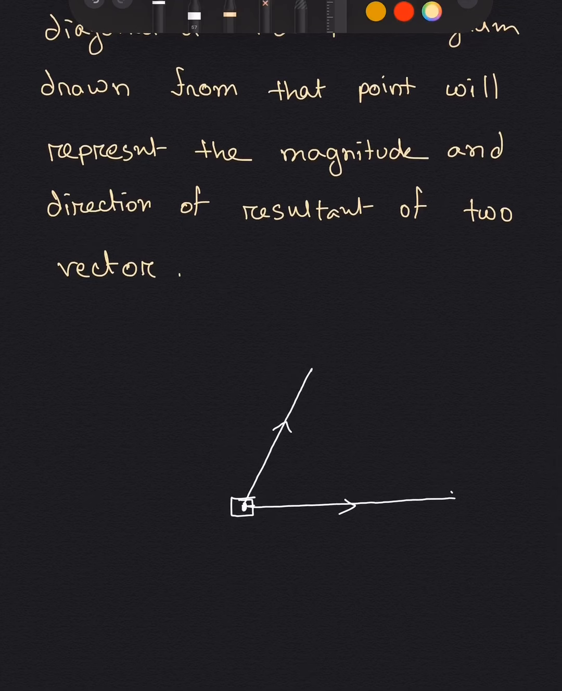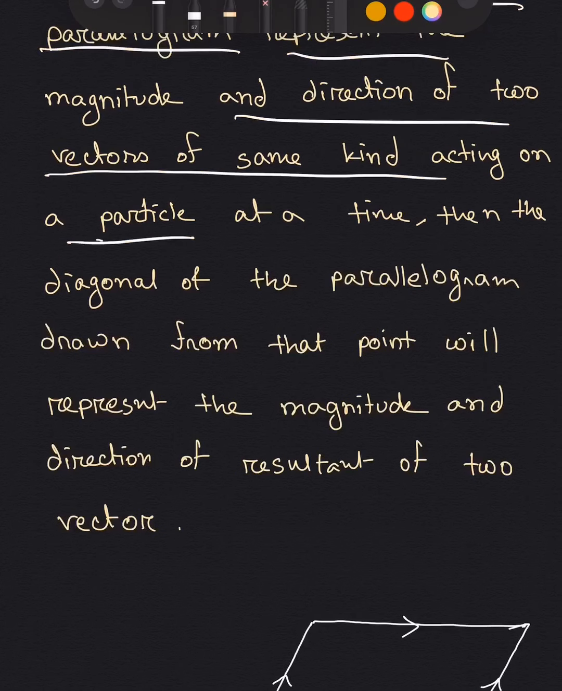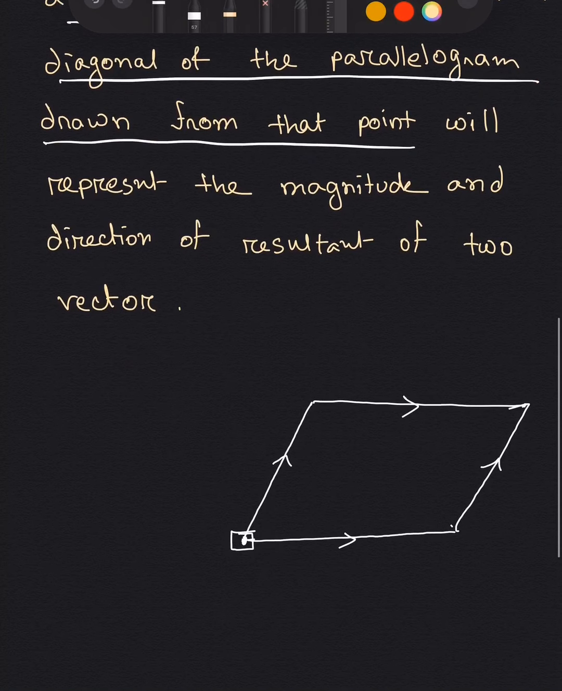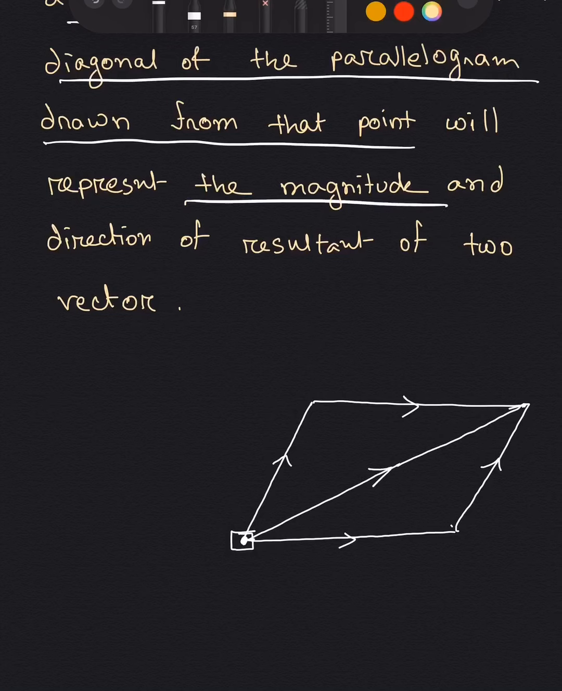Okay, we complete the parallelogram here, which is this and this. This is the parallelogram. Then the diagonal of the parallelogram drawn from that point. From which point? From the application of force point. From this point, the diagonal which is drawn, this one, will represent the magnitude. So, the length of this diagonal is the magnitude of the resultant. In this case, when two forces are applied on an object at the same time, by applying the law of parallelogram, we can get the magnitude and direction of the resultant.